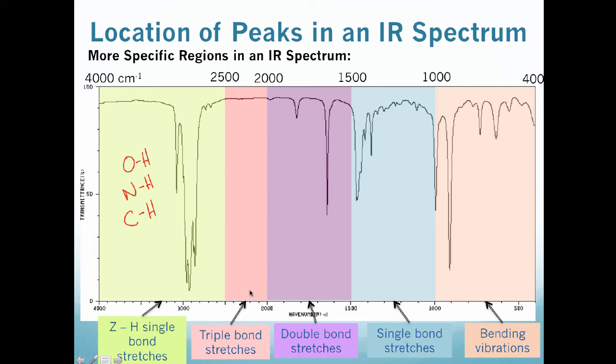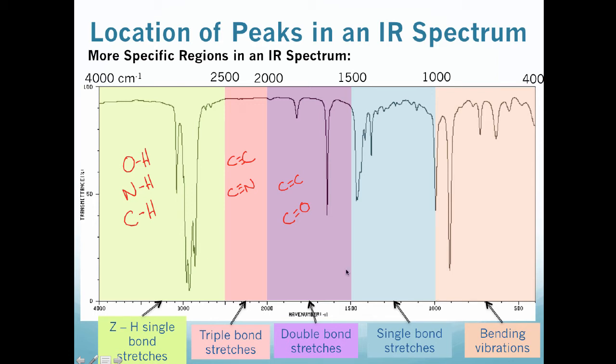In the region of 2000 to 2500, that's going to be our triple bond stretches. So alkynes and nitriles are the main ones that we're going to look at. 1500 to 2000 is going to be the double bond stretches. So we'll look at carbon-carbon double bonds in this region, as well as carbon-oxygen double bonds, or the carbonyl functional group. We'll see those stretches in this region.